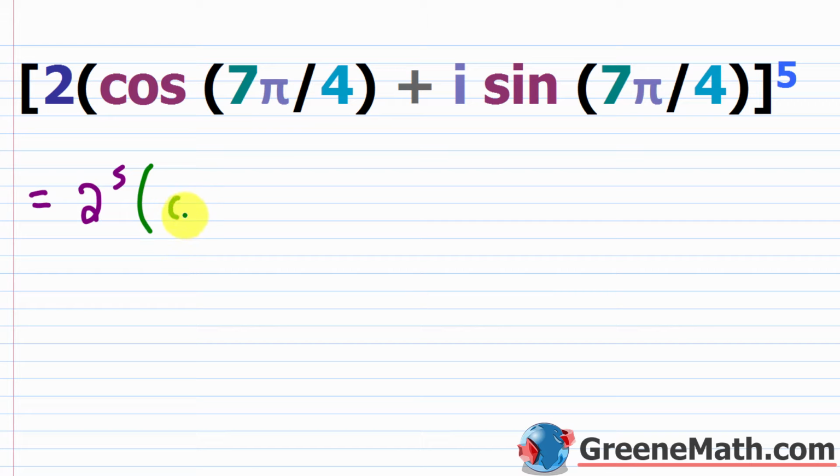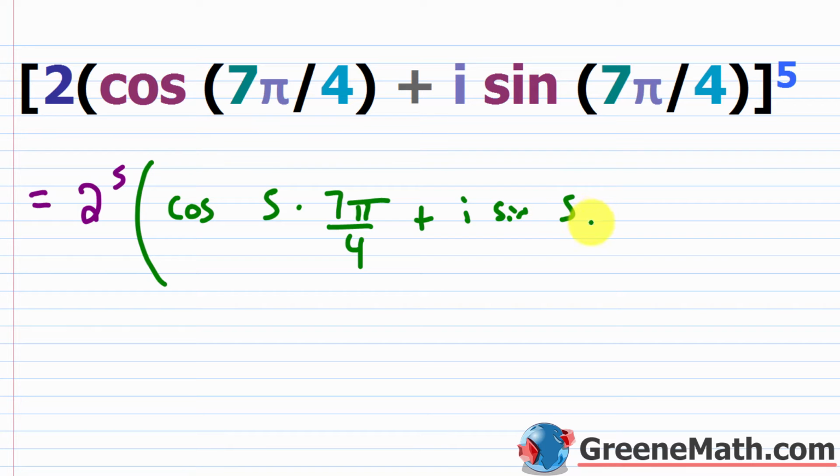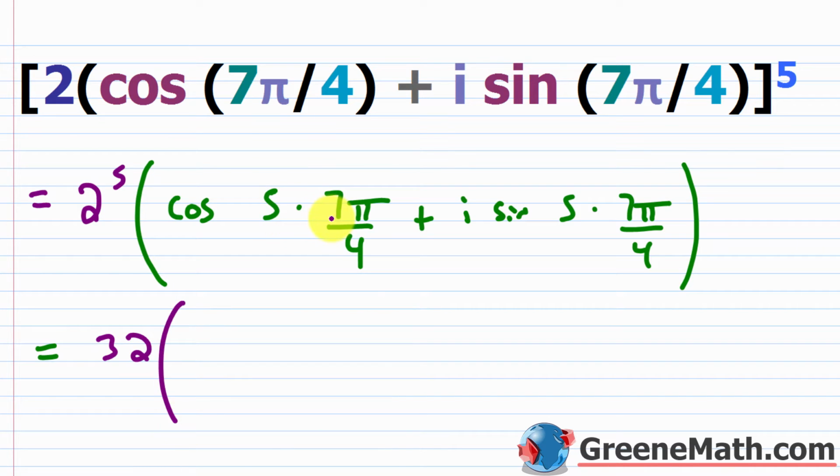Then inside the parentheses, you'll have your cosine of, again, this exponent of 5 is going to be multiplied by the argument. So 5 times 7 pi over 4. Then we'll go plus i times the sine of 5 multiplied by the 7 pi over 4. So we'll say this is equal to 32, 2 to the 5th power, times the quantity. 5 times 7 is 35. So this would be the cosine of 35 pi over 4, and then plus i times the sine of 35 pi over 4.